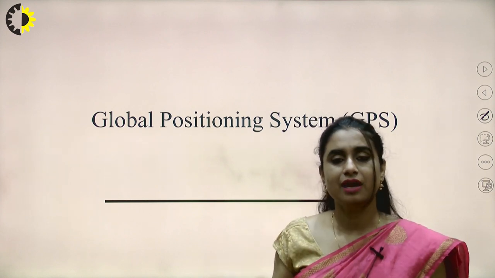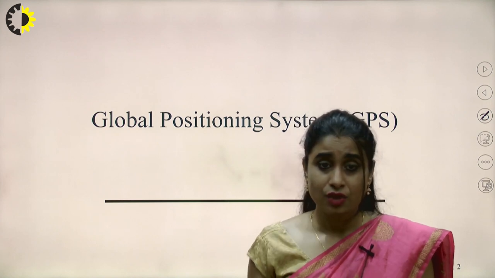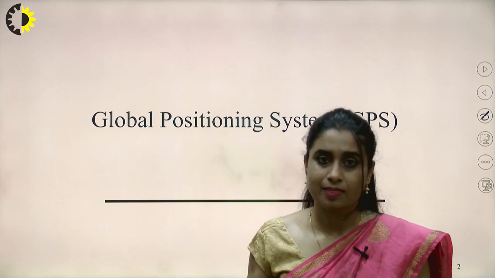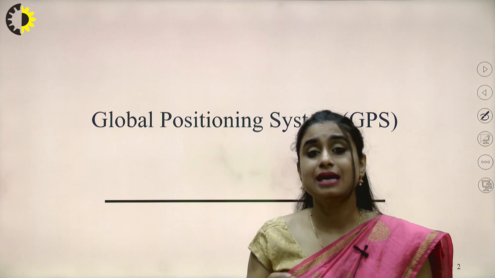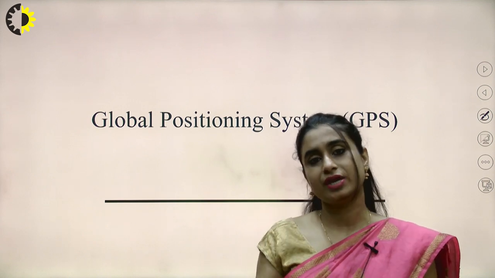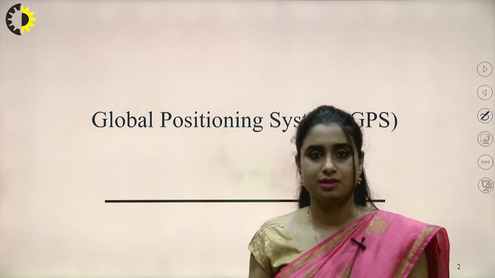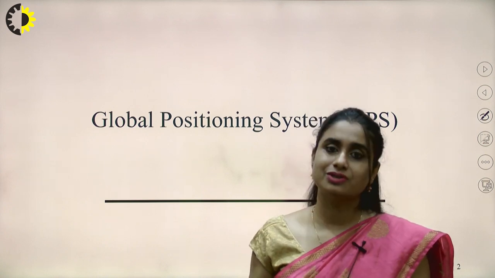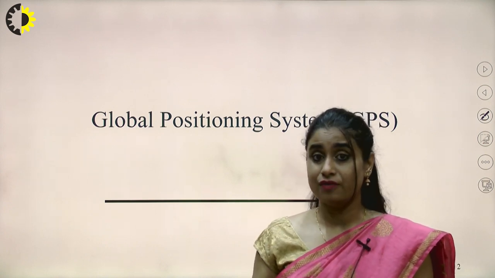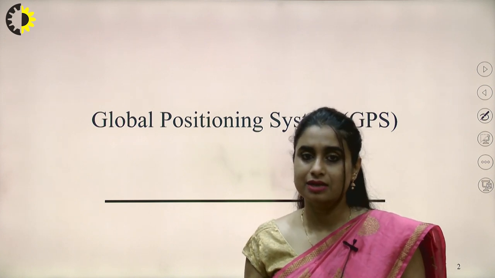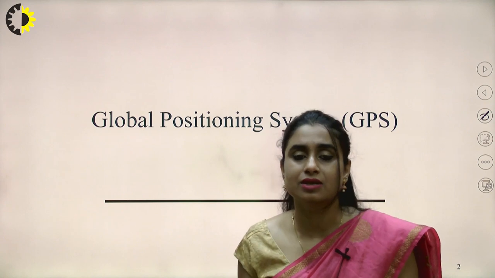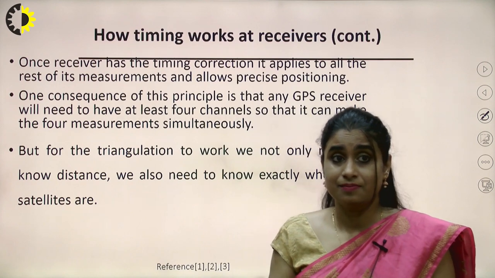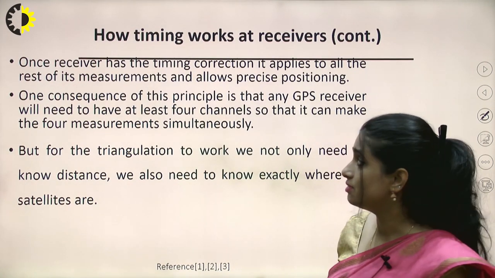Now, in the previous lecture, we have discussed how this GPS actually works. We basically use a constellation of 24 satellites which are placed in medium Earth orbit. And from medium Earth orbit, these satellites are used to calculate the exact location of an object on Earth or near Earth. The technique that we use for the location is called the triangulation or trilateration method. So we have seen how distance is actually calculated using GPS and how time is calculated. Distance and time issues we have discussed in the previous lecture. So proceeding further, how timing works at receivers.